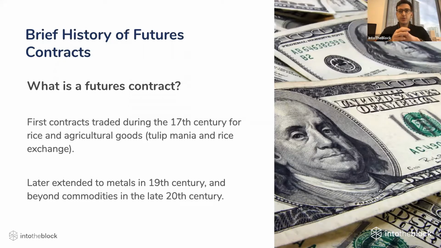The first futures contracts were traded during the 17th century. The first official futures contract was for tulips during the tulip mania in the Netherlands. And the first official futures exchange was the Dojima Rice Exchange in Osaka, which served the purpose of helping samurais, who earned their income in rice, to hedge their risk of bad harvests and depreciation in their income. As you may know, this has grown to a significant market nowadays. It expanded into metals in the 19th century and beyond commodities in the late 20th century into currencies and stocks, of course.